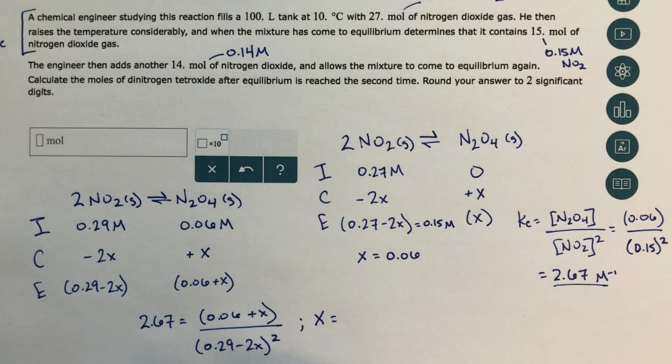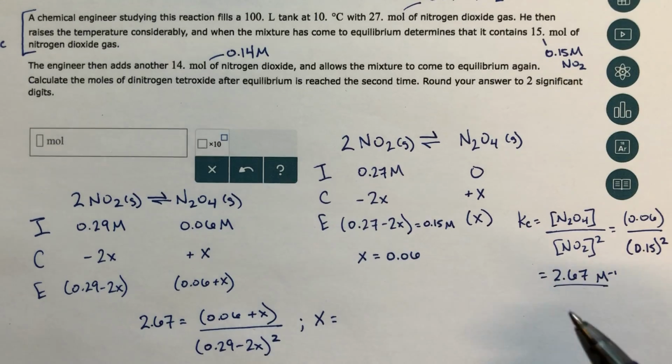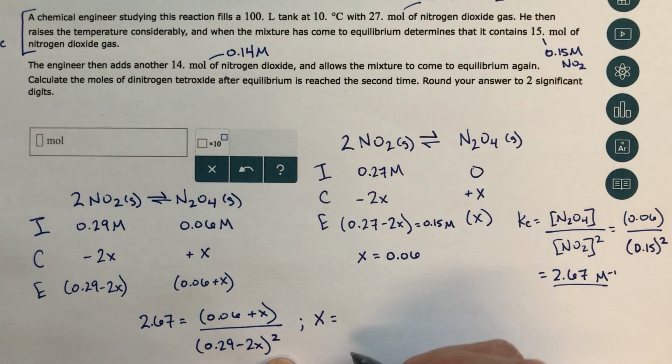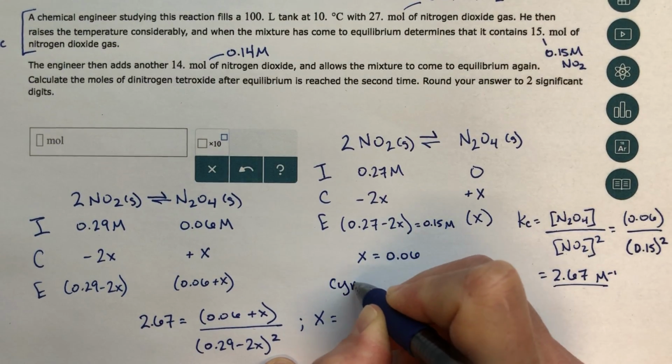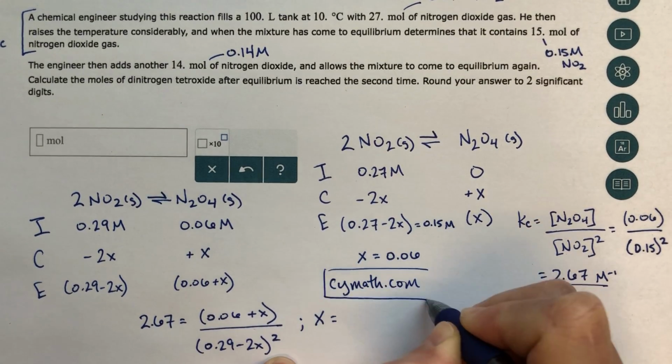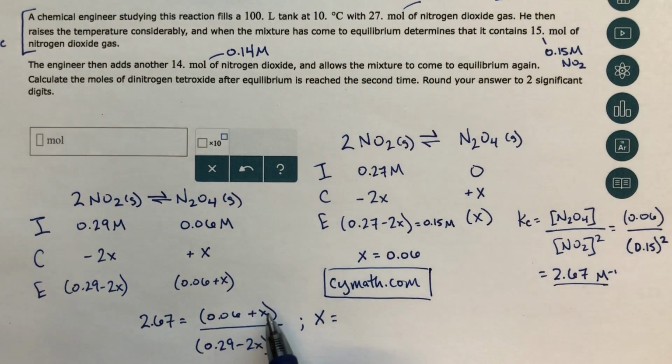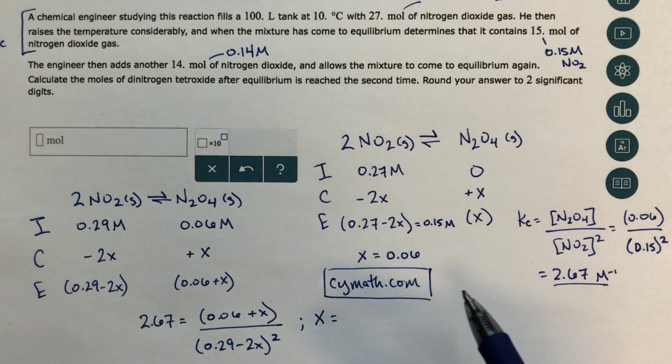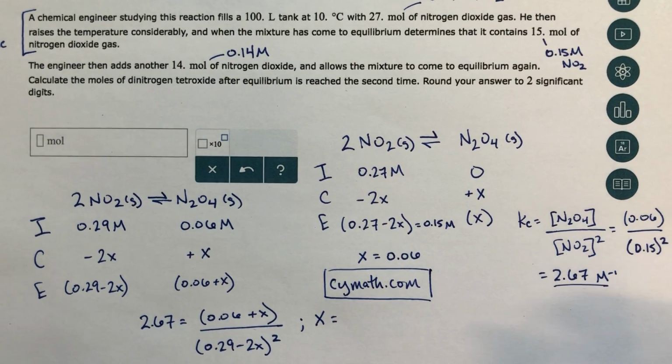If you have a TI-89 calculator, you can just plug this in using the solver, and it will solve for x. If you do not have a TI-89 calculator, you can go to cymath.com, and you can plug this whole equation into the website, and it will solve for x. It will also walk you through the steps of how to solve for x.